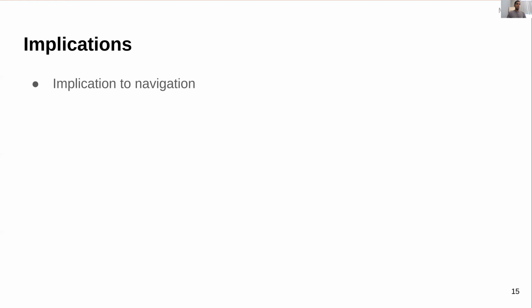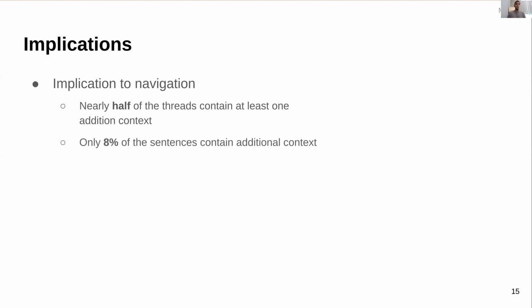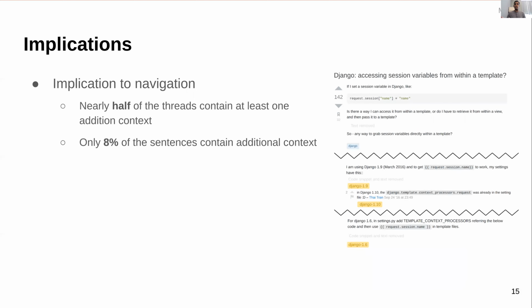As I mentioned before, for how frequent additional context is available, it was available in half of the threads that we analyzed, but not all sentences contain additional context. Only 8% of the sentences contain them. Therefore, if we were to use them as navigational cues, for example, if we are going to create a tag for answers or comments, it should not create a clutter. It should be very easy for users to identify what's going on in the answer or a comment.